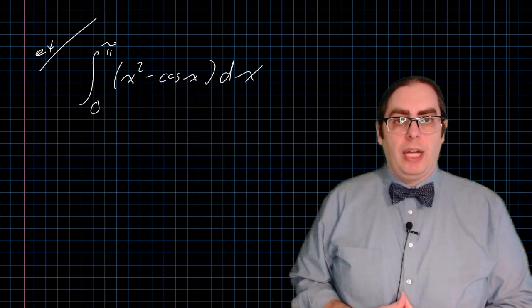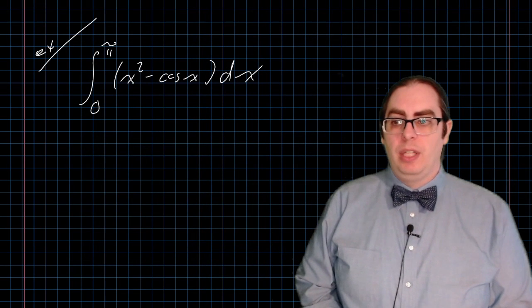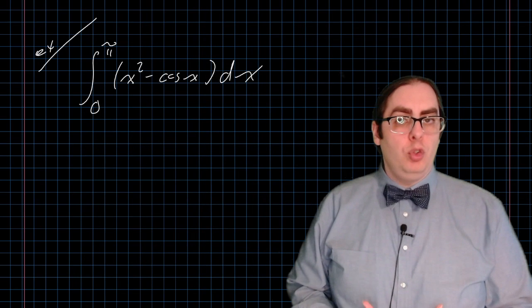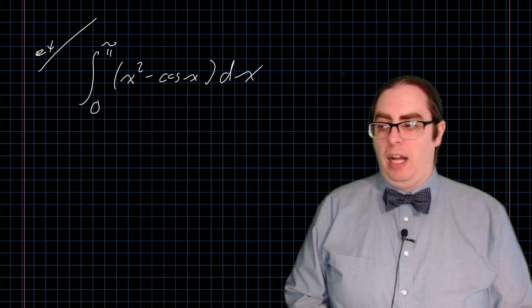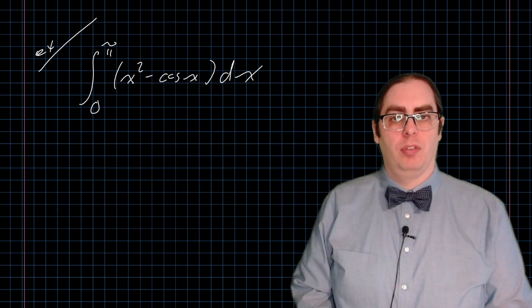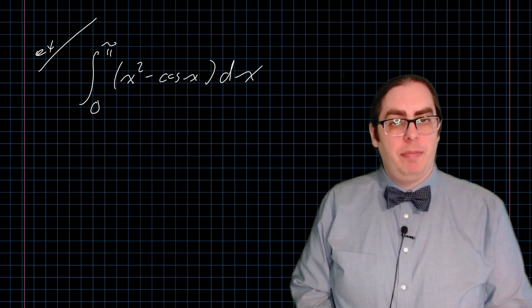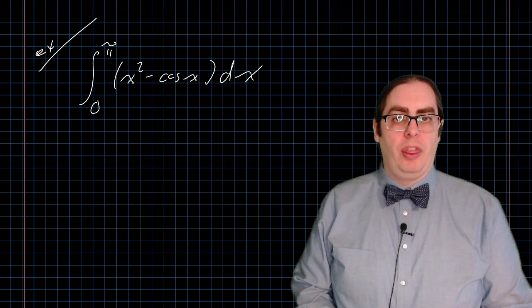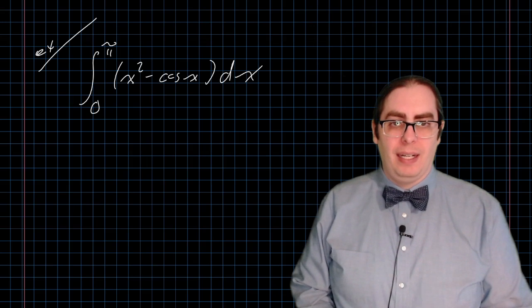Great. So here's one I would like you to take a look at. The integral from 0 to pi of x squared minus the cosine of x. Take a couple of minutes, see what you can come up with on this one, and I'll see you in the next video.